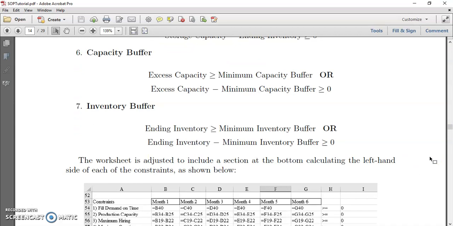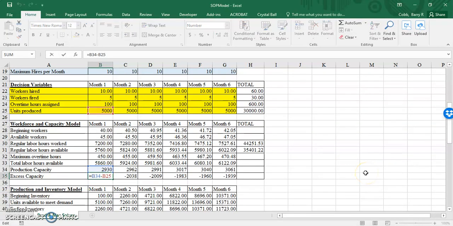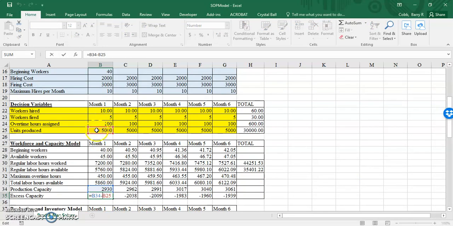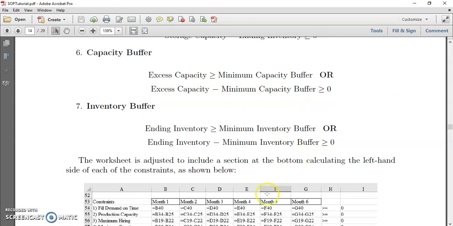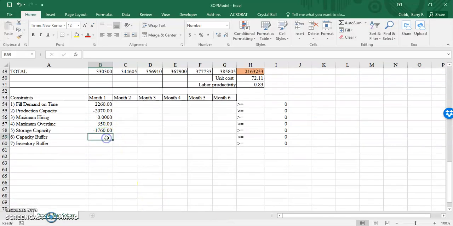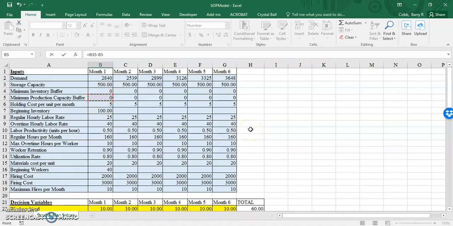The last two constraints are related to supply chain agility. A company may want to have a capacity buffer to meet unexpected demand. This means that the excess capacity is greater than or equal to its minimum capacity buffer, or excess capacity minus the minimum capacity buffer is greater than or equal to 0. The excess capacity was calculated already as the production capacity minus units produced. So for this constraint, we'll take excess capacity minus the minimum capacity buffer. Right now this is set to 0, but in future assignments we'll experiment with changing this capacity buffer.